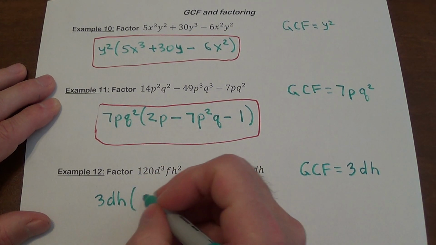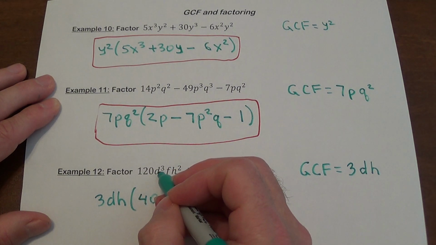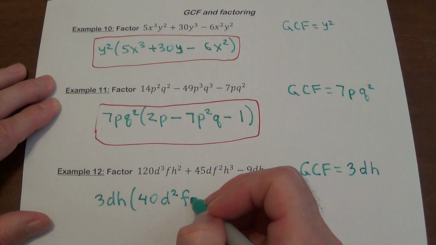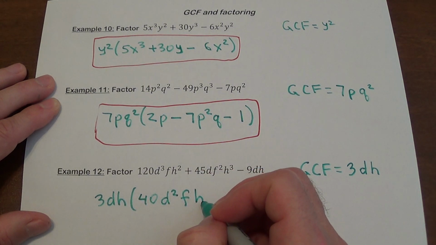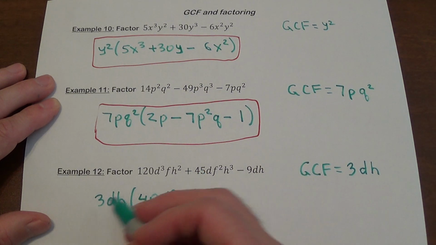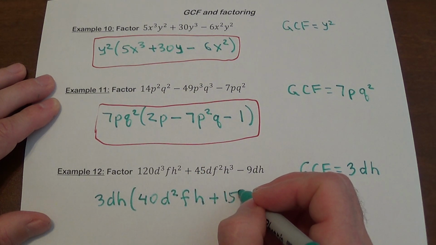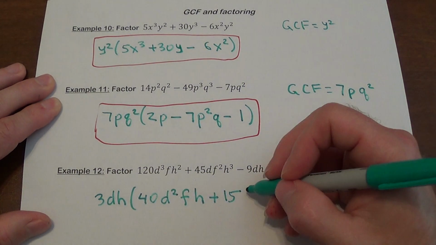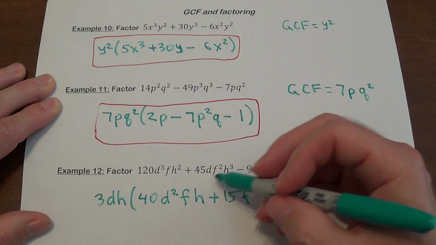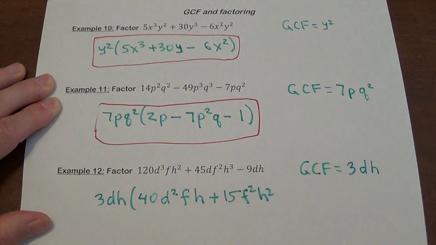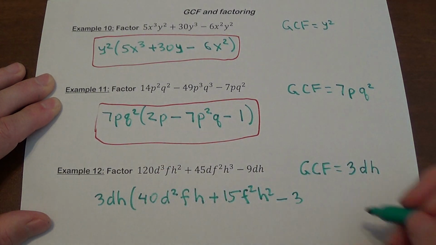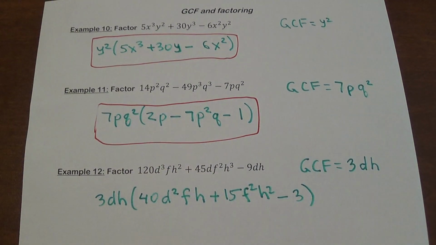120 divided by 3 is going to leave you with 40. D cubed divided by d is going to leave you with d squared. F is going to stay. H squared divided by h is h, plus 45 divided by 3 is 15. D divided by d is 1. F squared is going to stay here. And h cubed divided by h is going to leave you with h squared. And then finally minus 9 divided by 3 is 3. D and h, that's going to give you 1. So that's all that's going to be left here.